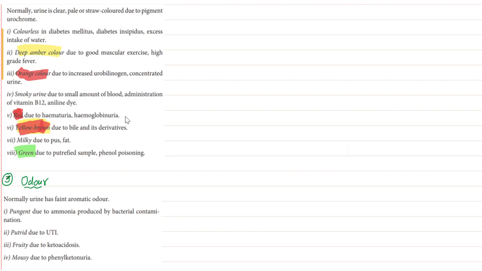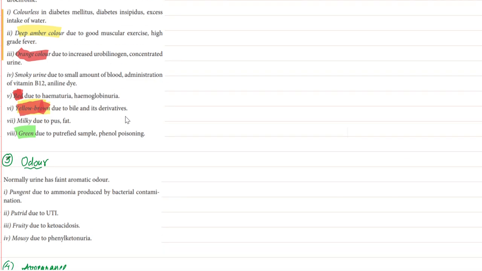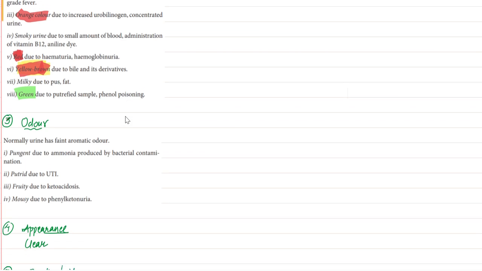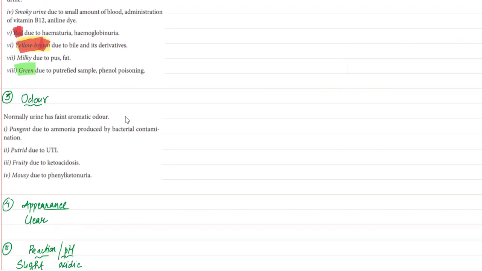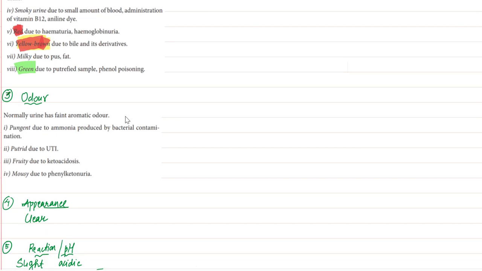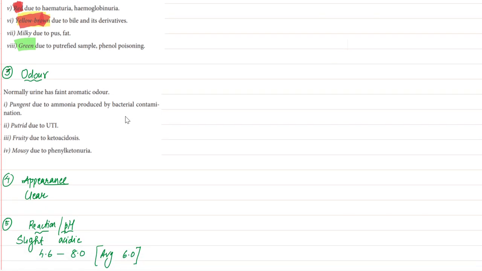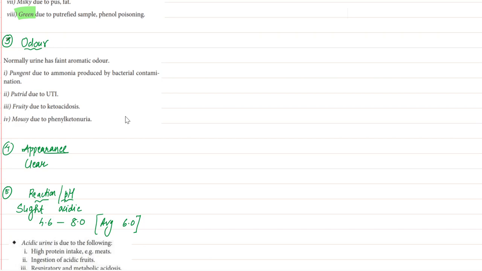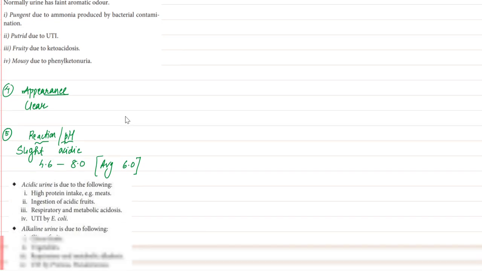Red due to hematuria or hemoglobinuria. Yellow brown due to bile and its derivatives. Milky due to pus or fat. Green due to a putrefied sample or phenol poisoning. Moving towards the odor, normally urine has a faint aromatic odor. If it is pungent, it can be due to ammonia produced by bacterial contamination, putrid due to UTI, fruity in diabetic ketoacidosis, and mousy in phenylketonuria.